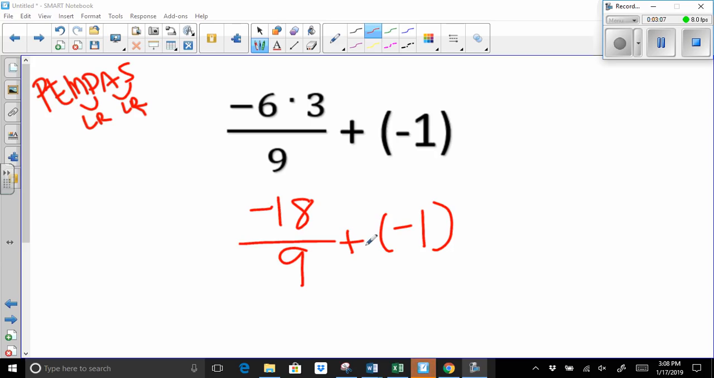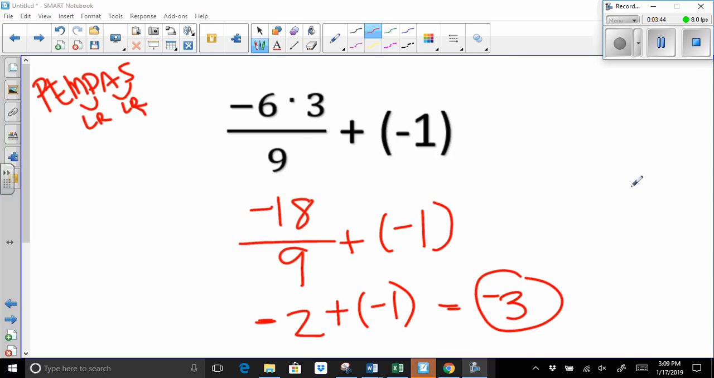Now, we still don't have it all on one line, so we definitely want to take care of this piece next. This is a division problem. -18 divided by a +9. Because the signs are different, our answer is going to be negative. And 9 can go into 18 2 times. Now we're going to bring down the rest of our problem, which is plus -1. So now we have adding of integers. If you had 2 negative tiles and another negative tile, you end up with 3 negative tiles. So our answer would be -3 for this problem.